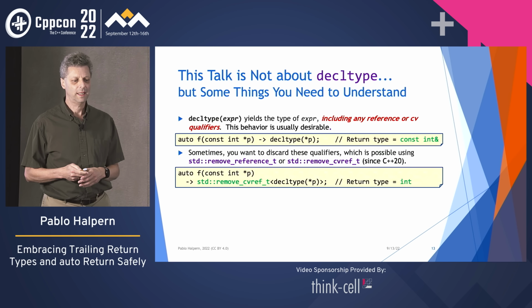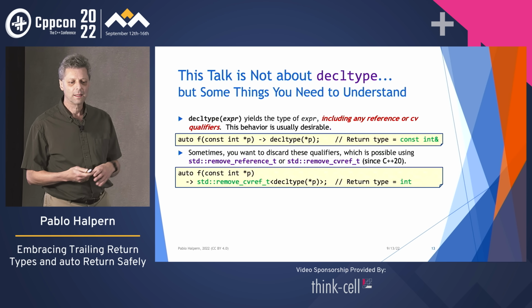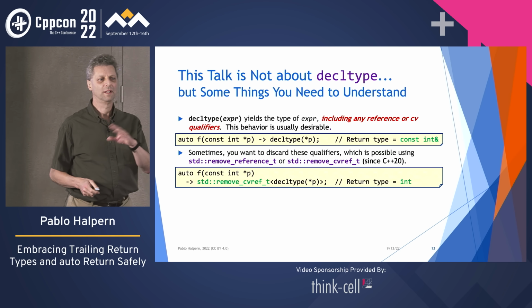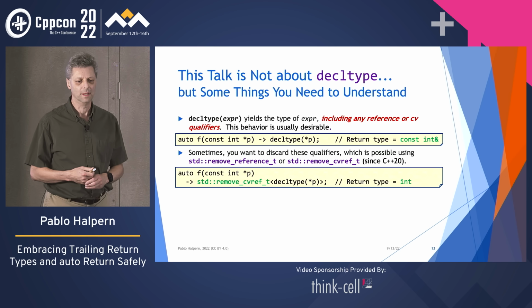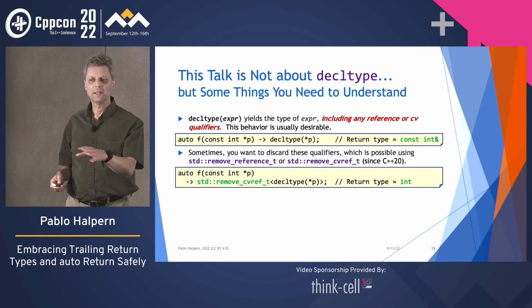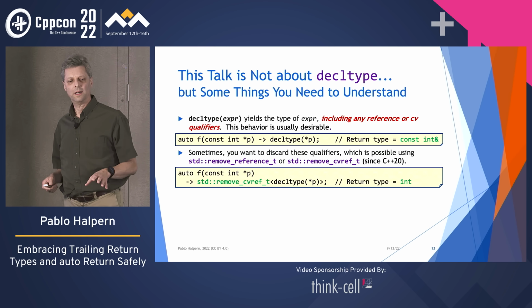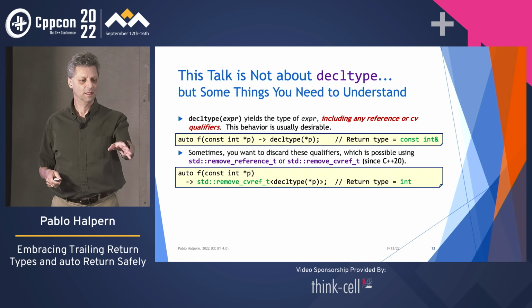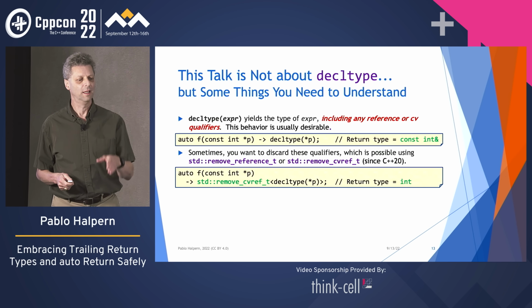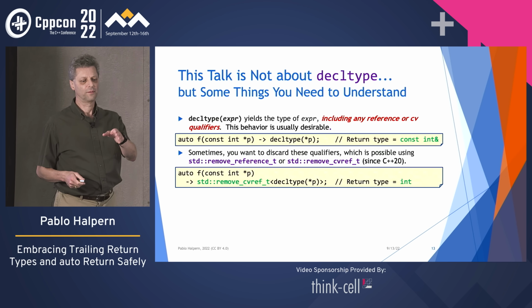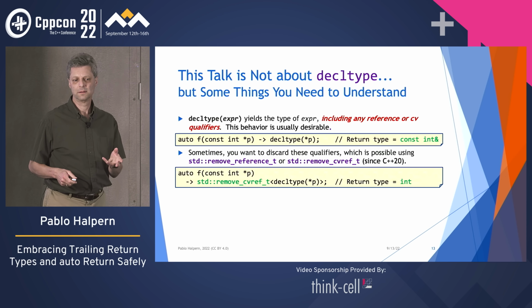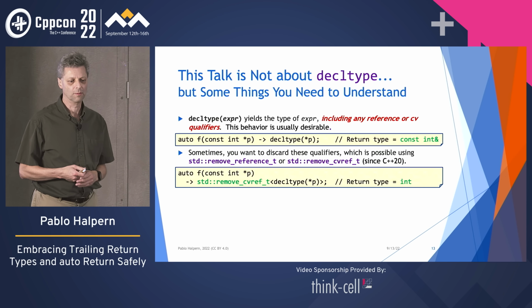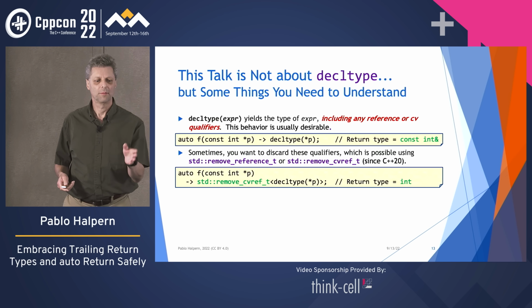Okay, there's a special case that I'll get to in a second, which is if the expression is actually an id-expression. I'll get to that in a minute. So sometimes you want to discard these qualifiers. Sometimes you don't want a reference returned. So in this first function, the first example, the f returns a reference to the thing that p points to. Okay, so a reference to the integer. Okay, suppose we don't want that.